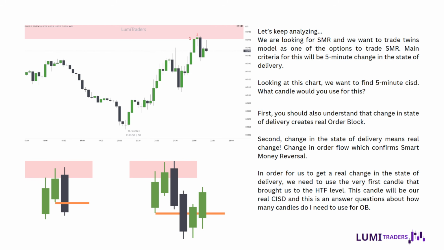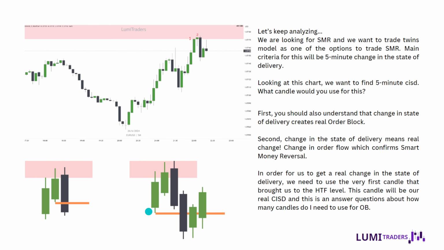So let's take a look at an example right here. We can see this red box is just a random higher time frame level. We can see that this candle failed to reach this level, but with this up close candle, we finally reached this level and then reversed. Based on this, I would like to use this up close candle right here as my real order block.